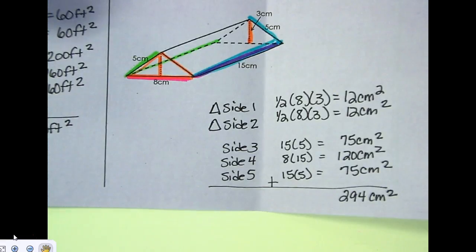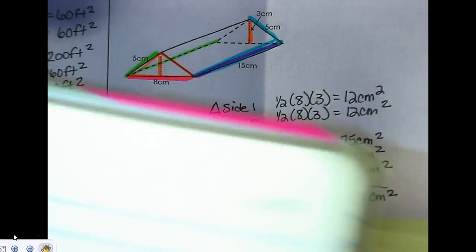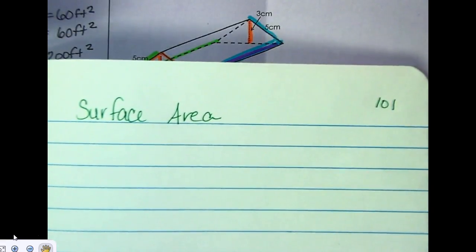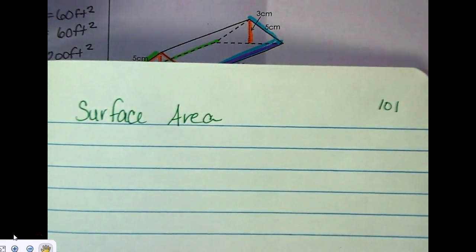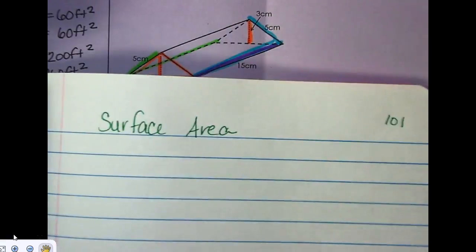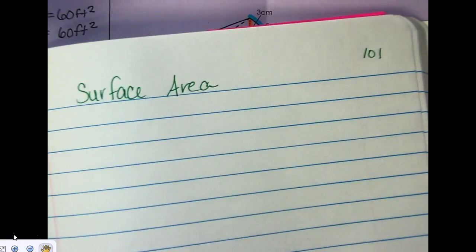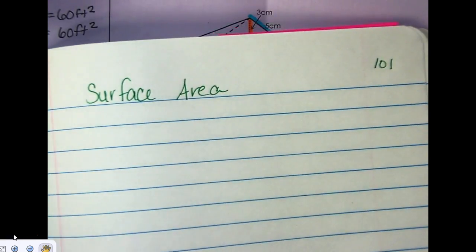All right, so this is going to go on page 101. Make sure you write surface area at the top of 101 and glue it on. So page 101 is surface area. And then I'll show you the table of content in just a minute so you can make sure yours is up to date.